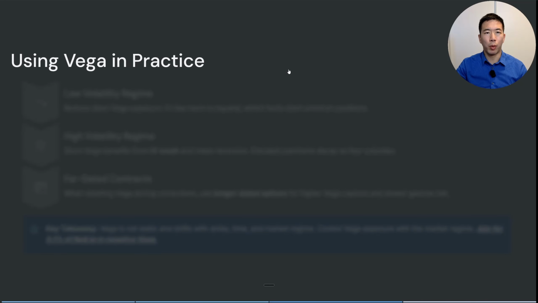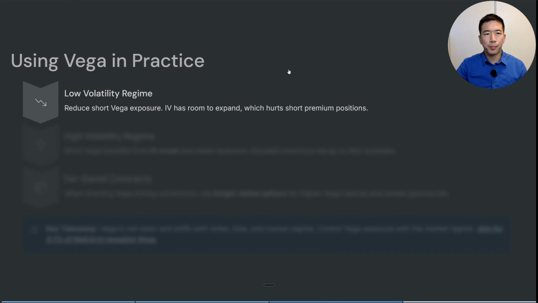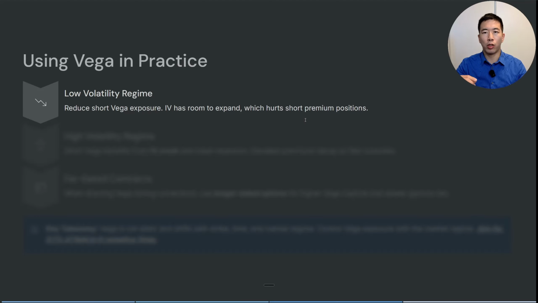So now we know that. How can we use this in practice? First thing is, when we're in a low volatility regime, we should have less short Vega exposure. Why? Because there's a chance for the market to crash and for IV to expand, which hurts our short premium positions. These hurt short puts, these hurt short strangles, and they can also hurt anything that has short Vega exposure. Even credit spreads a lot of the time have it. Short calls also get hurt from IV expansion. So keep it in control.